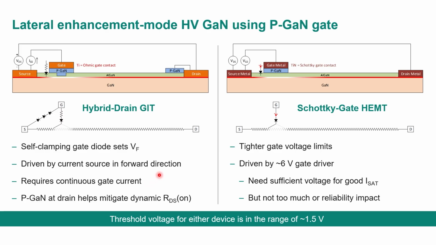There's also P-GaN here on the drain, and the combination of these two P-GaN structures helps to eliminate dynamic RDS(on), which is quite low. It's typically in the range of 2% for a GIT, whereas the Schottky gate high voltage devices can be in the range of 20 to 30% dynamic RDS(on).